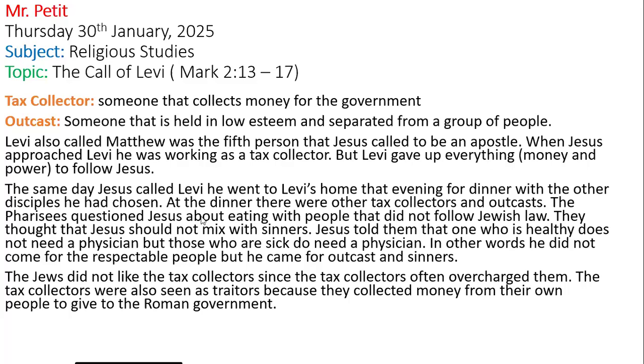One more question before we go. Anyone can answer. Why did the Jews hate the tax collectors? Because the tax collectors often overcharge them. Yes, and what else? Because they took money from their own people. Very good. So they were seen as traitors, right?